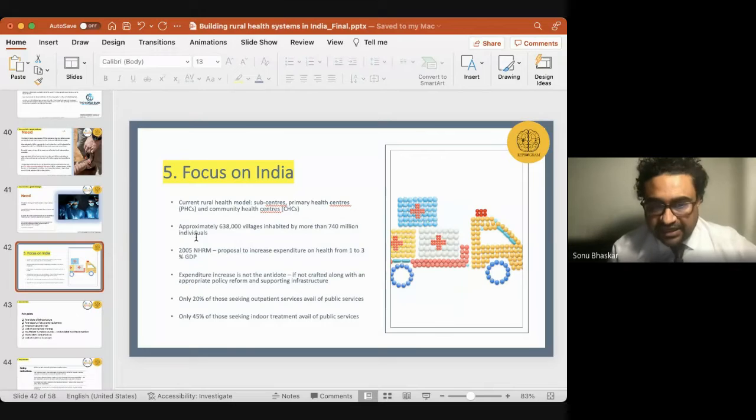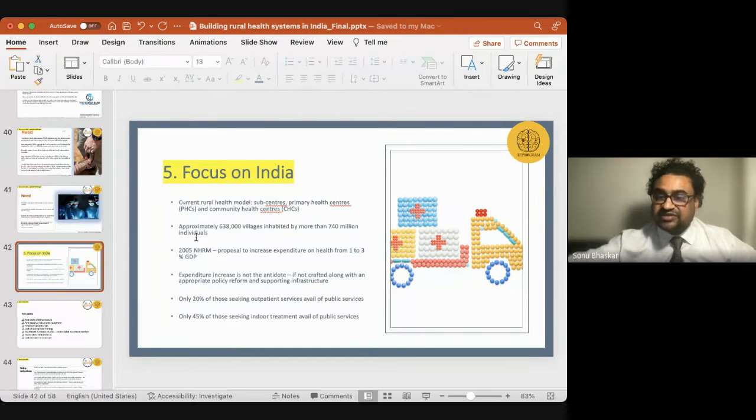However, the expenditure increase is not an antidote to health systems problems. If not crafted along with appropriate policy reform and supporting infrastructure, no matter how much you spend, the US is the best example for it. They have a huge public health expenditure that goes into supporting healthcare systems, and still the system is unaffordable and unsustainable in several parts of America. Only 20% of those seeking outpatient services actually avail public services in rural India.